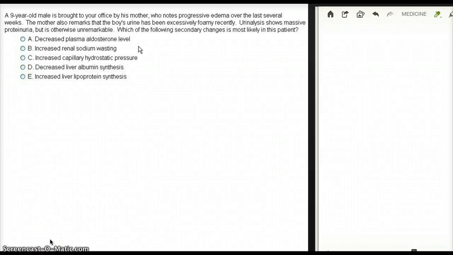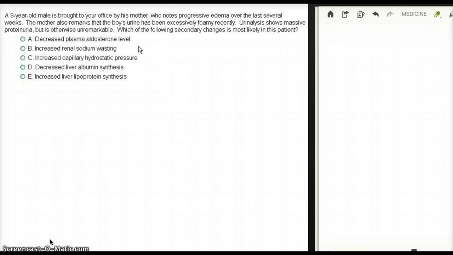This question deals with a 9-year-old male brought to your office by his mother, who notes progressive edema over the last several weeks. The mother also remarks that the boy's urine has been progressively foamy recently. Urine analysis shows massive proteinuria, but is otherwise unremarkable. Which of the following secondary changes is most likely in this patient?